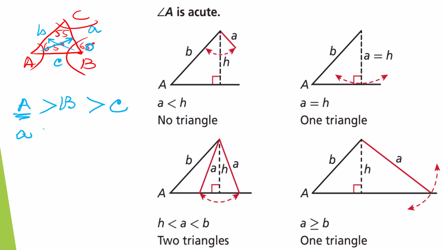Then comes side B, because B is the second highest value, that is 60 degrees, and the side opposite to it will be smaller than A but bigger than C. And in the last, the measurement of side C will be the smallest, because the smallest angle is C. So this is the way we can proceed, and keeping this information in mind, we will try to study the ambiguous cases.